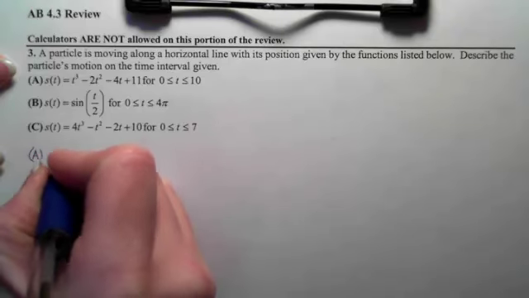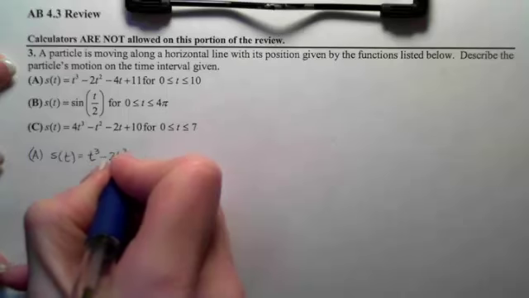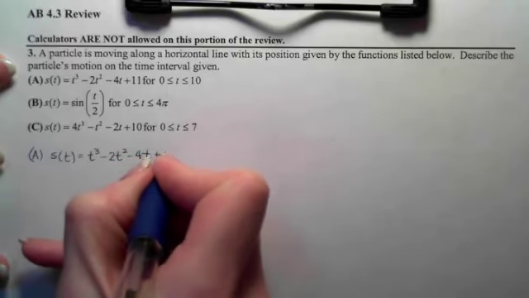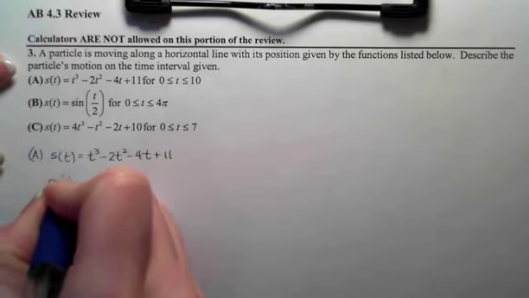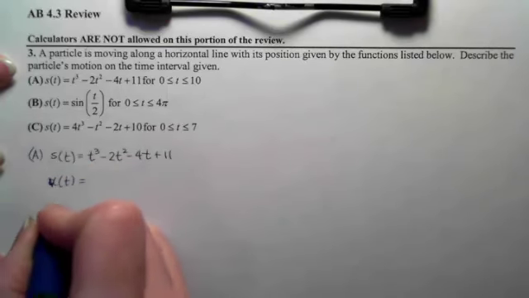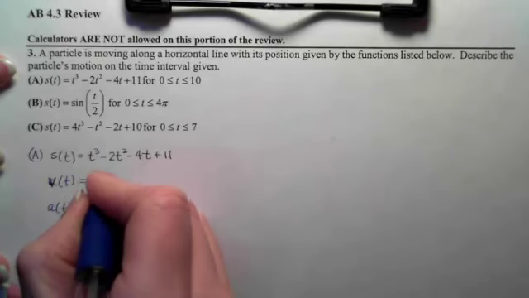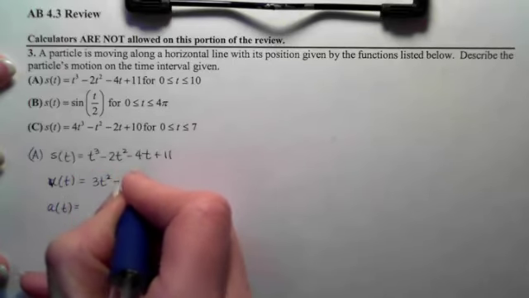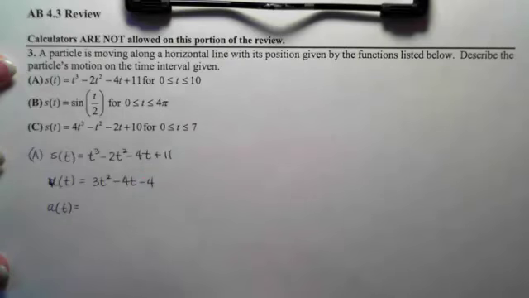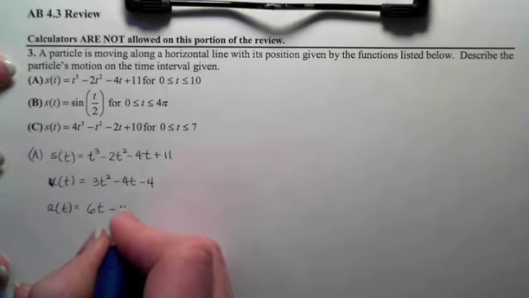where we are given the position function and we want to find the acceleration, and the velocity first and then the acceleration. So the velocity is the first derivative of this, which would be 3t squared minus 4t minus 4, and the acceleration is the derivative of this, which would be 6t minus 4.